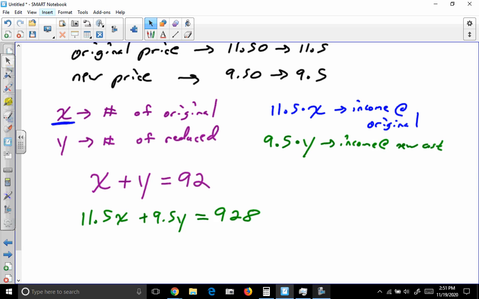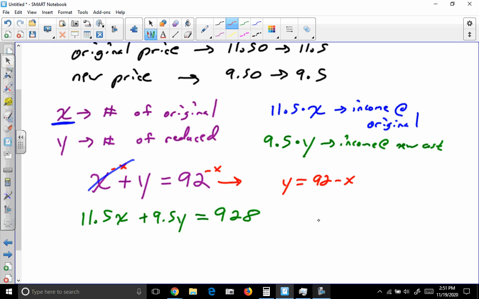So we can solve this using whichever method we want. Let's just do substitution here. So let's solve this equation for y. If we're going to solve it for y, we would subtract x from both sides. So if we do that, those will cancel because x minus x is 0. That'll give us y equals 92 minus x. So the other equation will replace y with that expression.